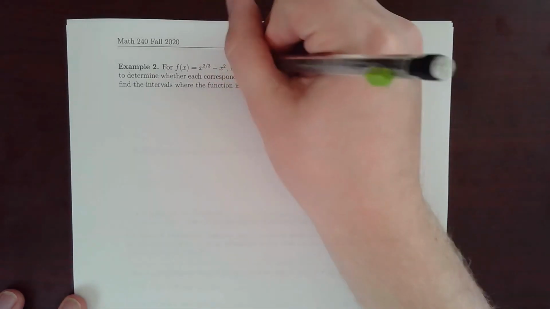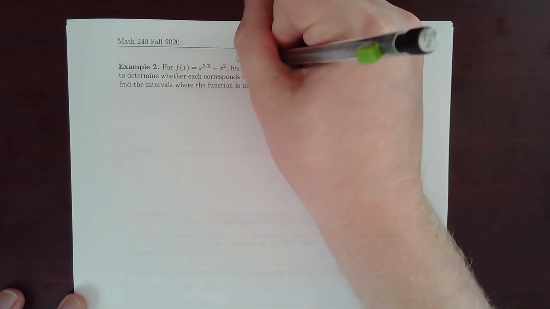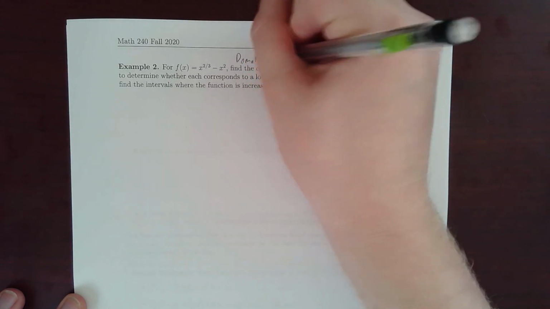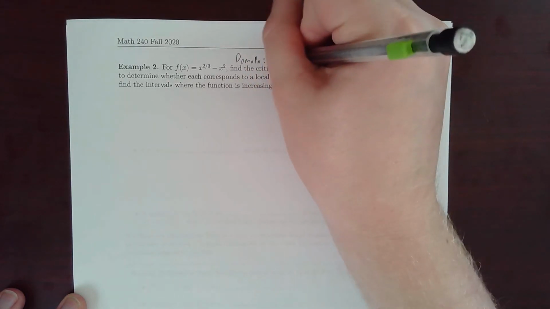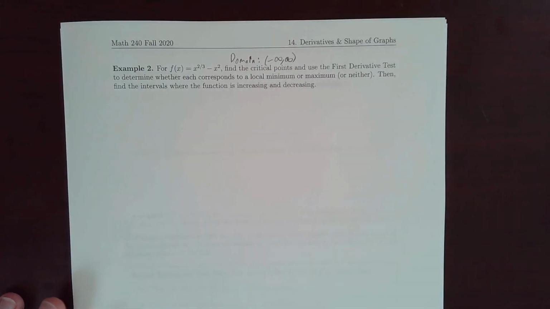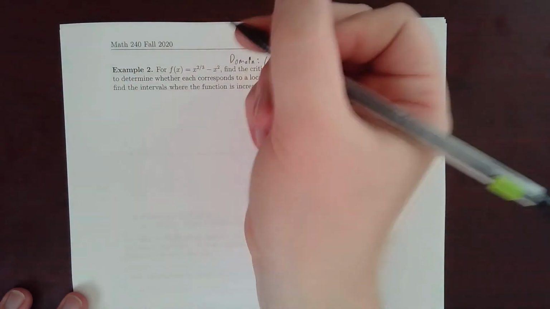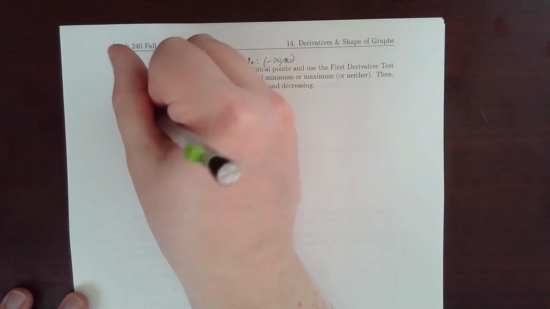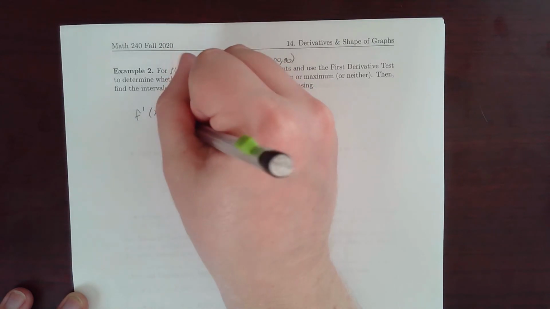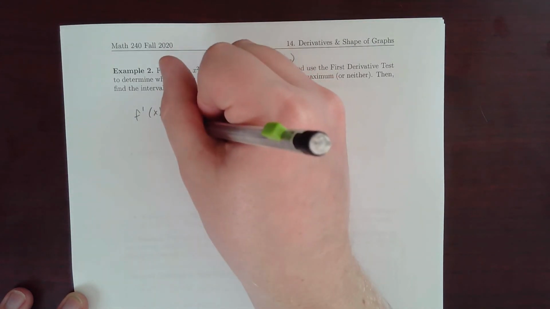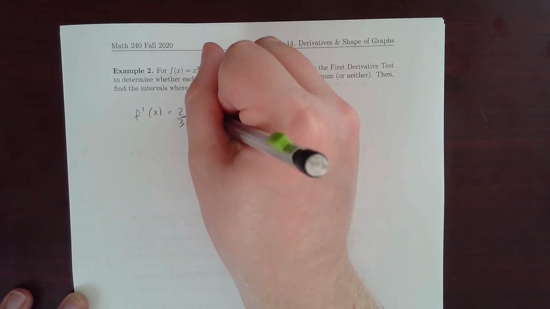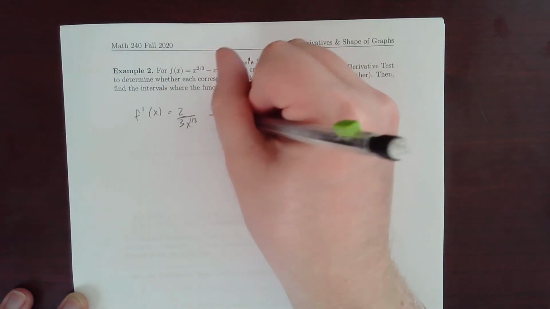So first of all, the domain for this function is all real numbers. So this is negative infinity to infinity. So no holds are barred when we're trying to look for those critical points. Now the derivative of this we can find using our power rule. And this will be 2/3, and x to the 1/3 will be in the denominator, minus 2x.